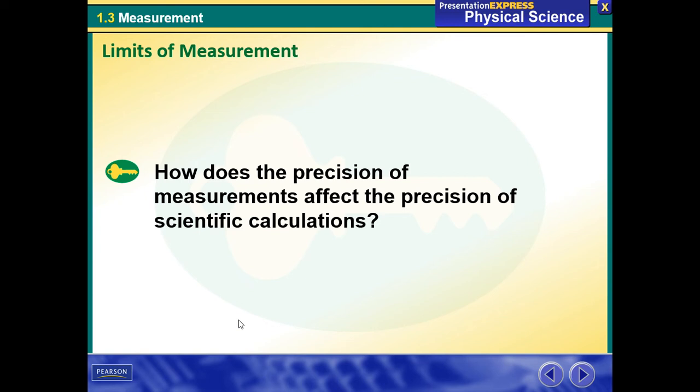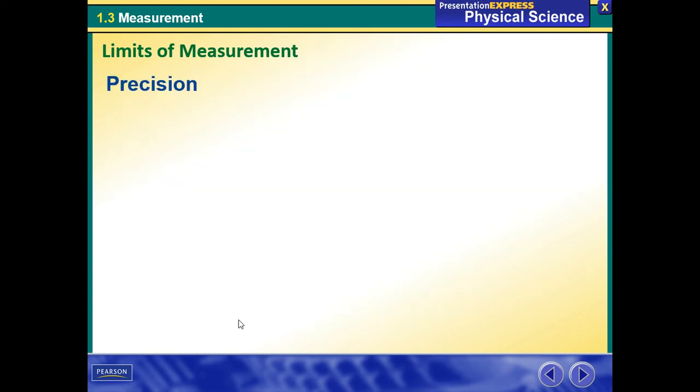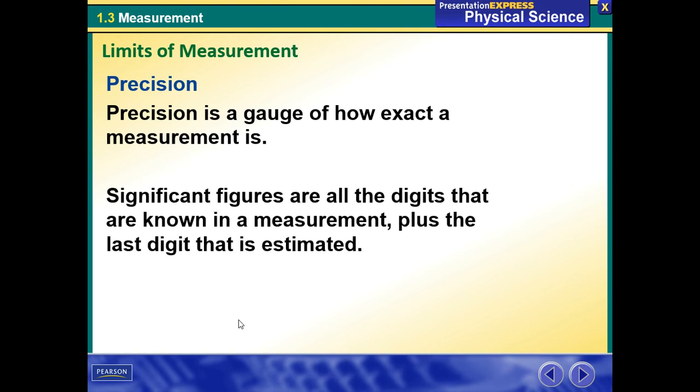And this brings us to our last thing that we have to talk about, which is limits of measurements. How does the precision of a measurement affect the precision of scientific calculations? Well, first let's define precision. Precision is the gauge of how exact a measurement is, and usually we use something called significant figures to determine this. And so sig figs are digits that are known on a measurement, plus the last one that you have to estimate. So usually if you're reading something on a ruler and you have your tick marks, say if something falls between two tick marks, that's your estimated digit.